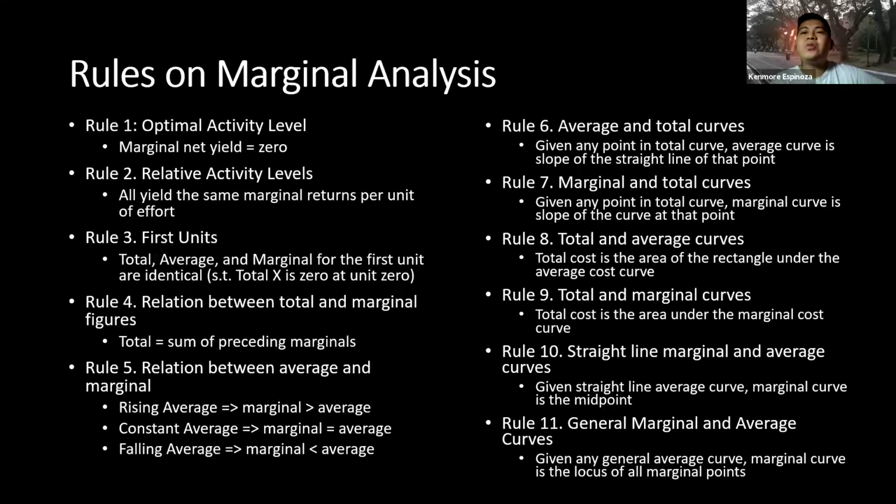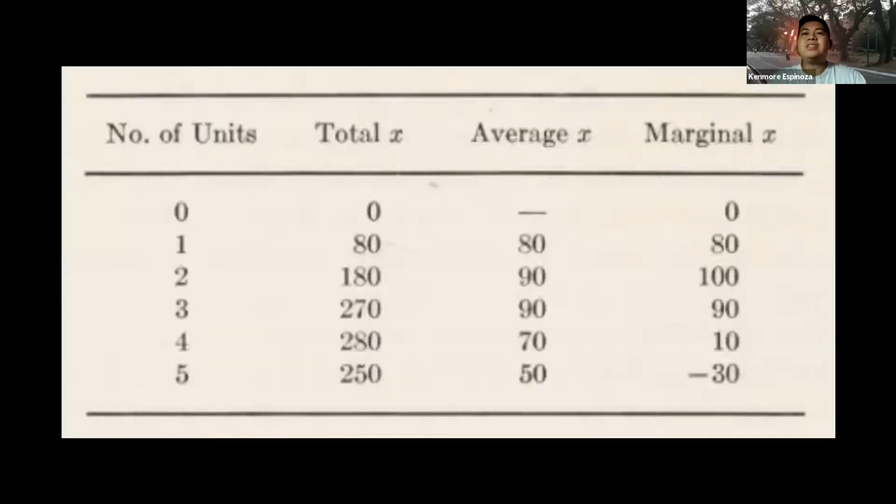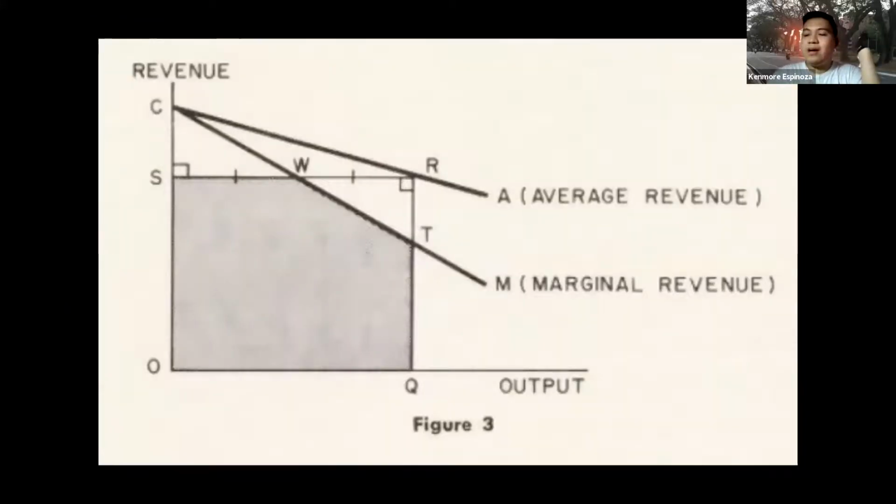Next is rule 10 and 11, what ma'am just discussed: the straight line marginal, the relationship between a straight line marginal and average curves, and what if you have a general marginal and average curve. So what this says is, if you have an average curve that is linear, your marginal is simply the midpoint, or more generally, half of your AR, or half of your average curve.